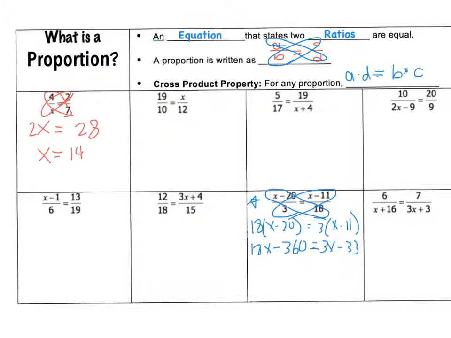And now we can just solve for x. We can take 3x and put it on this side and add 360 to both sides. And we're left with 15x equals 327. And then we can divide and solve for x. X equals 21.8.